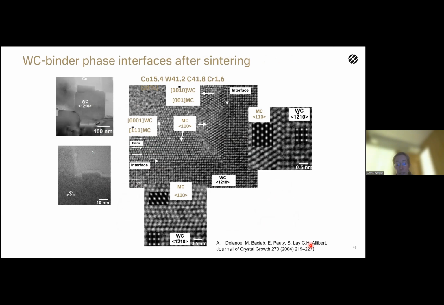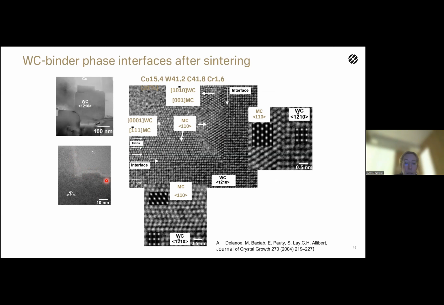If we continue looking at the interfaces, in this case we made an exaggerated sample adding double the amount of chromium, which is approximately 10% of chromium in the binder or 1% addition. This is in atomic percent. And then here you can see the TEM images. This is the tungsten carbide crystal. And here you can see that along all the tungsten carbide cobalt interfaces, you see a layer of something.